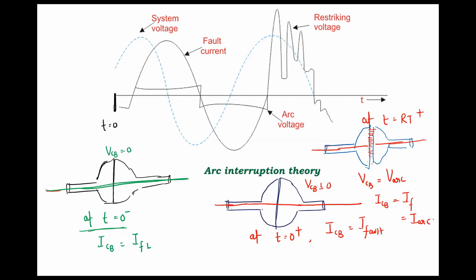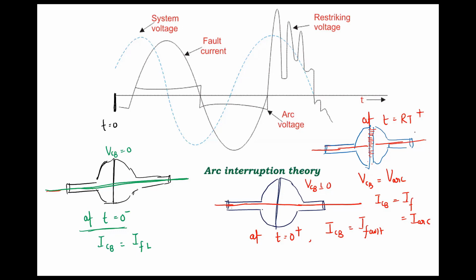So these are the three different scenarios: before the fault, immediately after the fault, and once the relay time is over. This is how the circuit breaker poles will behave. If you understand this, the other concepts will be easy.